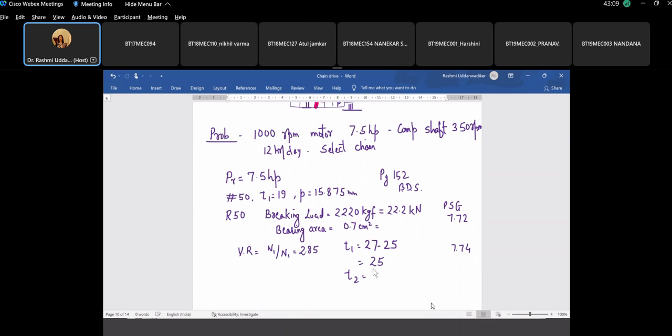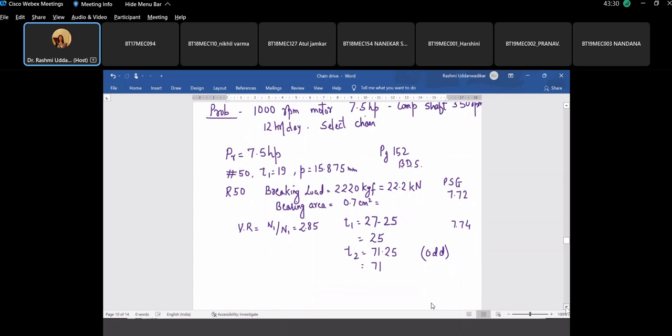71.25. So we'll have to go with 71 or 73, because we want an odd number. We cannot have 72. We want an odd number. With a larger number of teeth, the size or diameter increases. So let's go with 71.25. If this comes out to be 71.85 or 71.9, then we better go with 73.